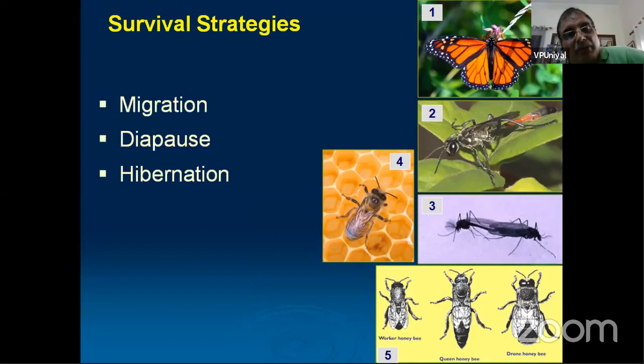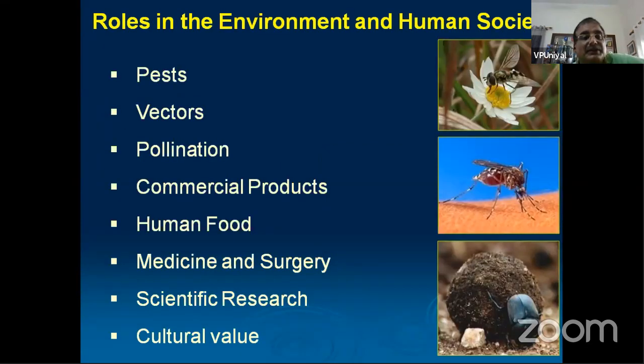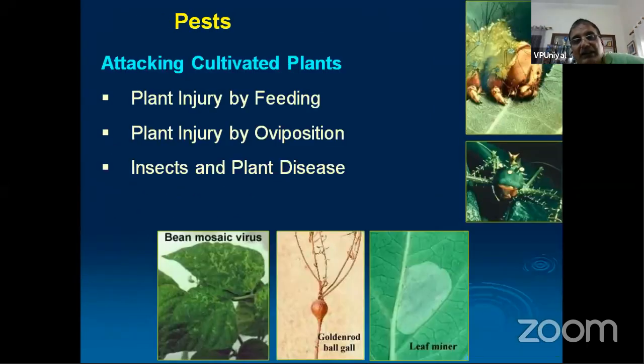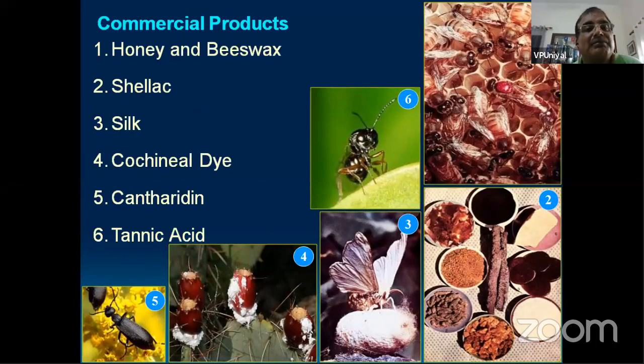Insects migrate, they have diapause. The majority of insects, butterflies, migrate from one country to other countries. In diapause, they hibernate when the atmosphere, the ecology, the habitat is not perfect. Insects are pests, vectors, pollinators, and provide human food, medicine, services, and cultural values. The majority of insects are certainly very injurious to our cultivated plants. They are a serious pest in the majority of areas. But we have commercial products also: honey and honey wax.